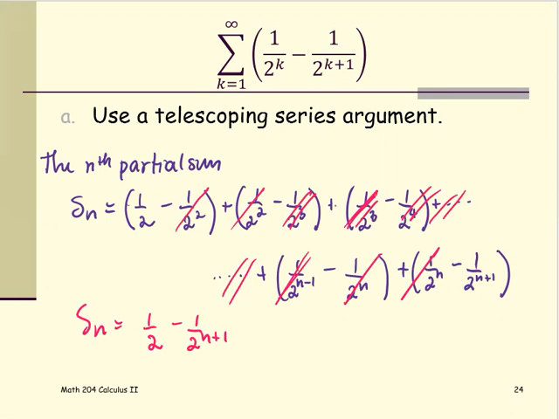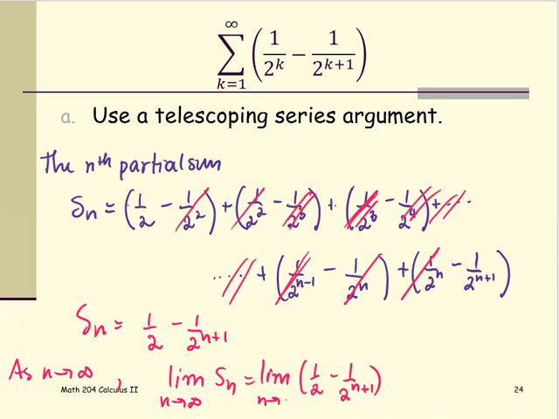And then we take the limit as n approaches infinity. So the limit of Sn as n approaches infinity is the limit of 1 over 2 minus 1 over 2 to the n plus 1 as n approaches infinity, which equals 1/2. And this is the value of this series by using the telescoping series argument.